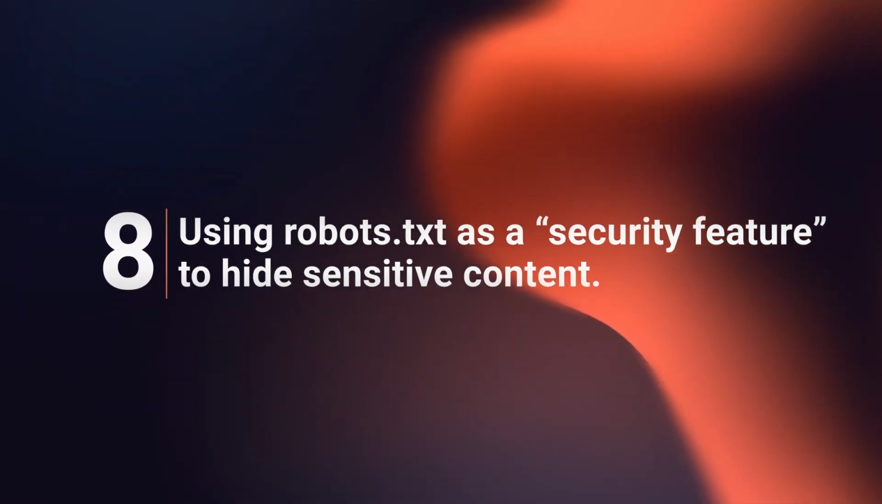Mistake 8, using robots.txt as a security feature to hide sensitive content. Remember, robots.txt is public. Anyone can visit /robots.txt and see exactly what paths you're trying to hide. If you list /secret-area/ in robots.txt, you've basically put a big arrow on it. If something is truly sensitive, client data, internal dashboards, anything behind logins, use password protection and proper authentication, not robots.txt. Use noindex to keep pages out of search and real security protocols to keep out users and bots alike.